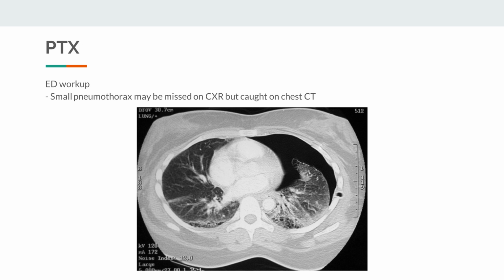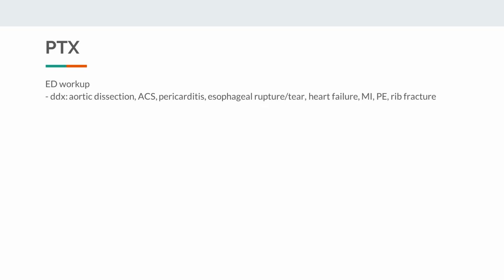This is a different patient than the x-ray we saw earlier, but you can see how the lung has collapsed on the left side, and the empty space in the thoracic cavity shows up as a blank black space. Other things to consider in these patients will include aortic dissection, ACS, pericarditis, esophageal rupture or tear, heart failure, MI, PE, or a rib fracture.